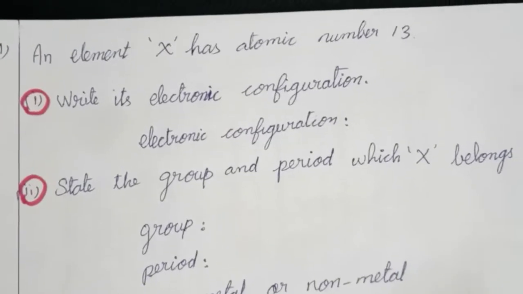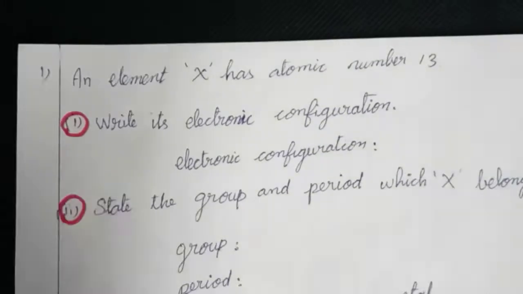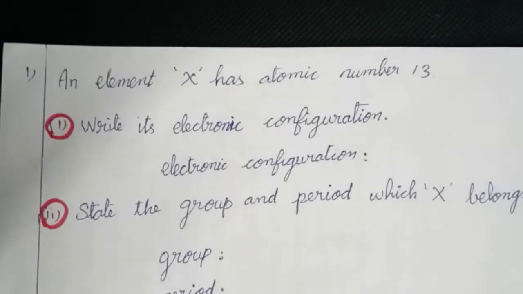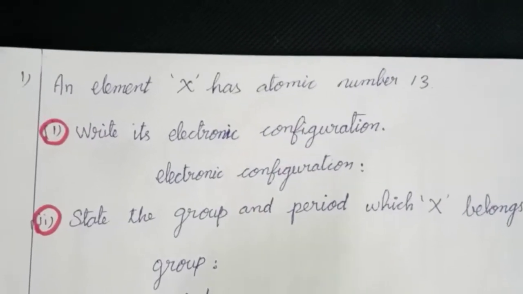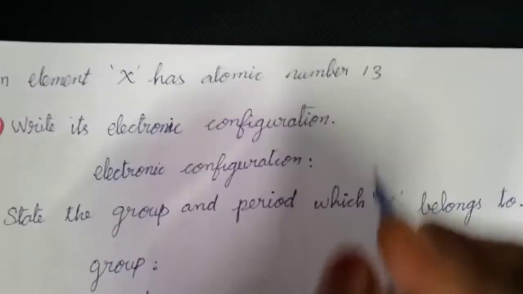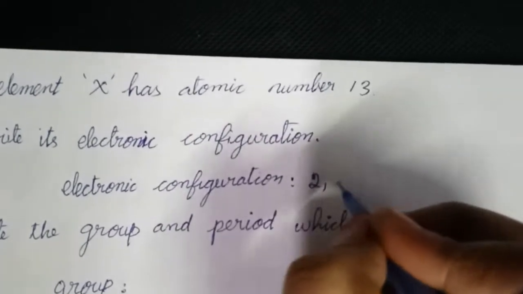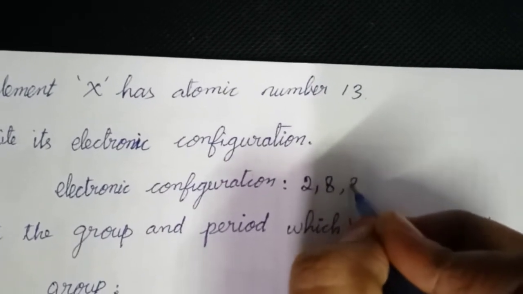So, first problem: an element X has atomic number 13. Only one piece of information is given, that element X has atomic number 13. First, write its electronic configuration. So first 2, comma, 8, comma, 3.